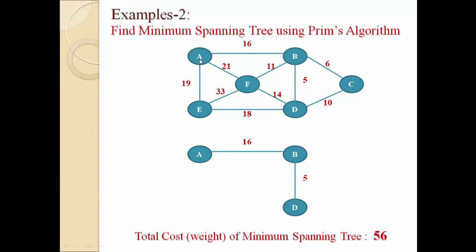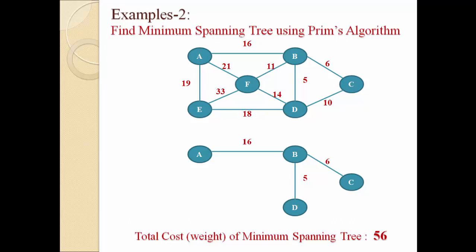So here we can connect A to E, which has a cost 19, then A to F, which has a cost 21, then B to F, which has a cost 11, B to C, which has a cost 6. So among these all, this edge has a minimum cost, so we can connect B to C, which has a cost 6. So find out the next node which is directly connected with either A, B, C or D, and find out the edge which has a minimum cost.